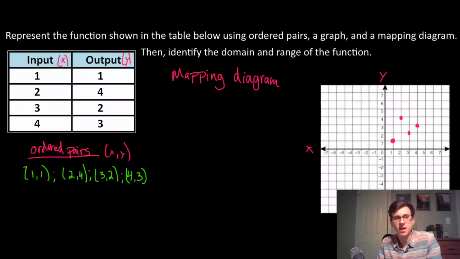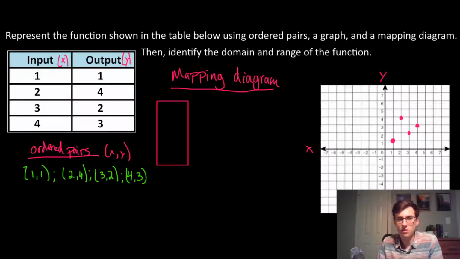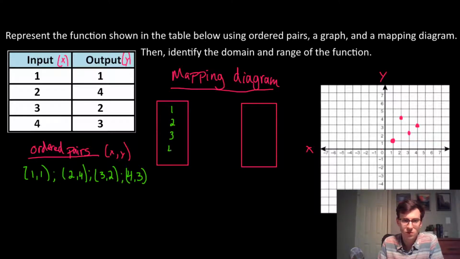Well, using a mapping diagram, that's where we have kind of these two rectangles or ovals. You'll see both. And over here, I have my inputs. So 1, 2, 3, and 4. Over here, I have my outputs 1, 4, 2, and 3. And really, if you wanted, you could write 1, 2, 3, and 4, right? That's also my outputs. Now, connecting them is where it gets tricky and we need to be careful.